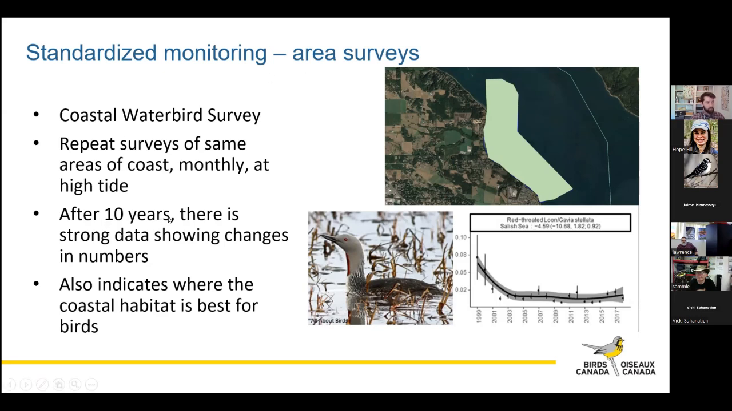And after 10 plus years of doing this, we have really, really cool results showing that species like this red-throated loon is declining in parts of the BC coast. And we can start to think about more, what does that mean? What does that tell us about the ecosystem? What does it tell us about the prey that red-throated loon might be eating? And because there's a bunch of these different survey areas along the coast, it also tells us what sections of the coastal habitat seem to still be the best for birds versus what sections seem to be having challenges and declining quality of habitat.